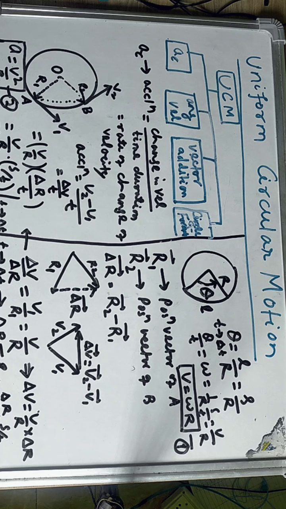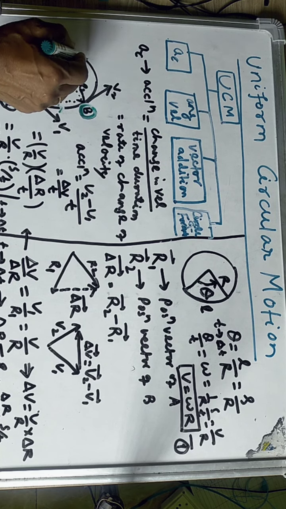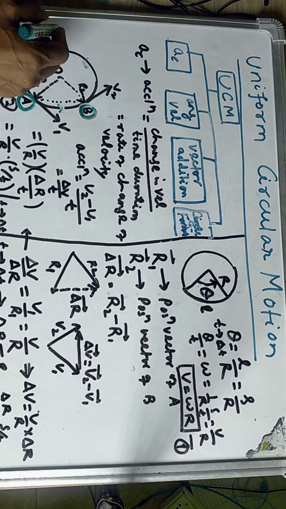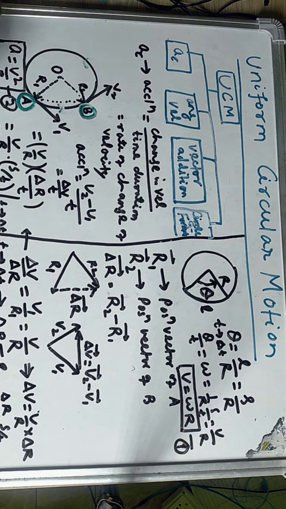The object will move in a circular path. Let it start at position A. After a certain time it will reach position B. Then it will move in that circular path and again reach position A. During this motion it will complete one rotation.